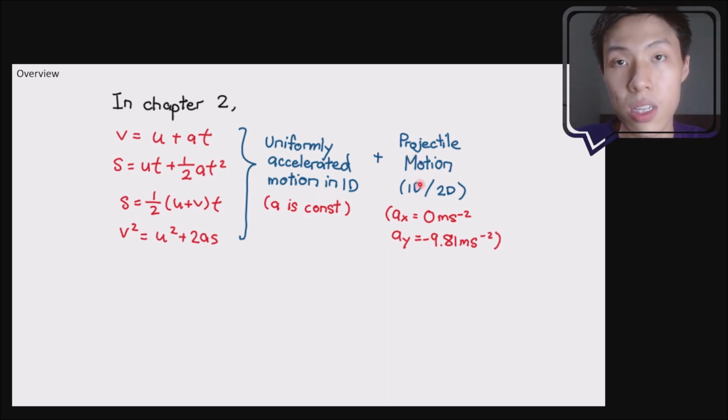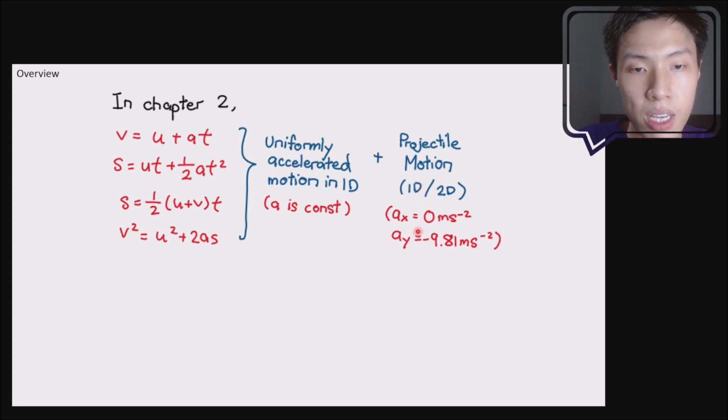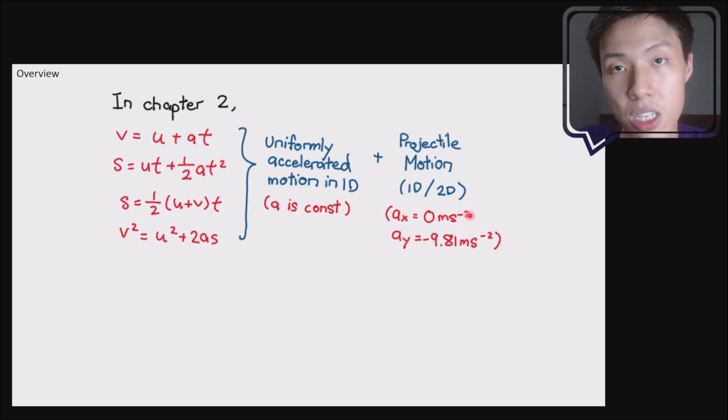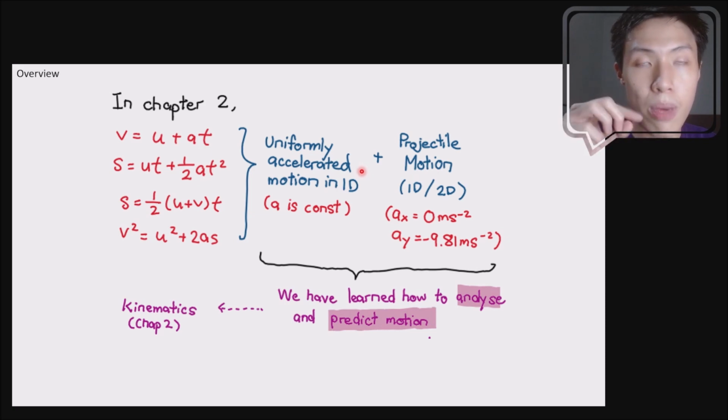So 1D will be free fall motion. Okay, so we know that for projectile motion, in the y dimension, you have a constant acceleration of negative 9.81 meters per second squared, whereas for the x dimension, you have 0 meters per second squared, which is constant velocity in the x direction. So this is what you learned in chapter 2.